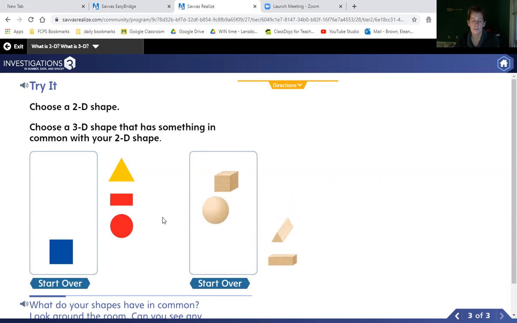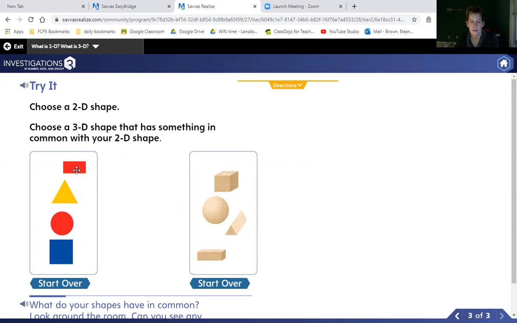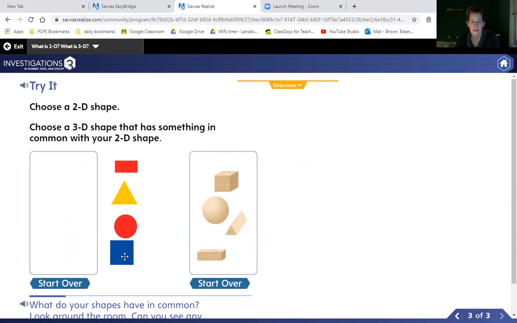This is a sphere. A circle has that in common with a sphere. Then you have your triangular prism, and you have a triangle. That's something in common with the triangular prism. And it also has a rectangle in it. This is a rectangular prism, and it has a rectangle face and a square face. Okay, so you can do that and discuss with your partner the similarities, the 2D faces on the 3D shapes.